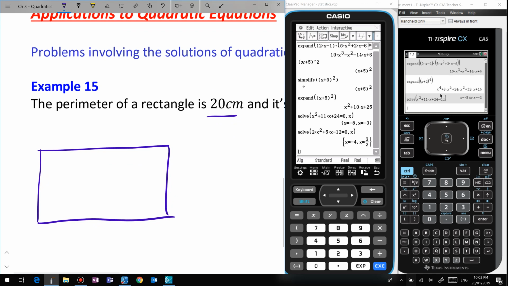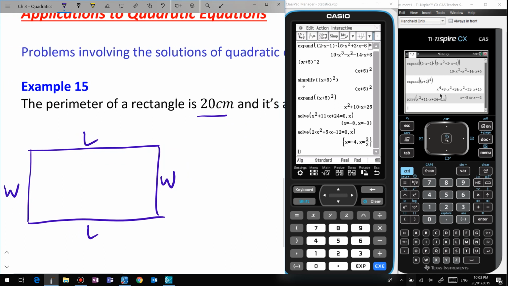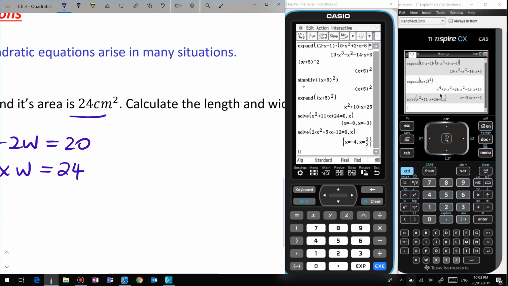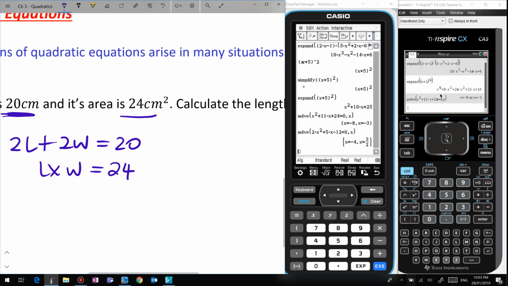Because it's a rectangle, we'll call two sides length, two sides width. Now its perimeter equals, no, 20. So the perimeter is 2L plus 2W, and that equals 20. So the lengths around the outside add up to 20. Whereas the area, L times W, is equal to 24, because it's length times width. So now we want to calculate the length and the width, and we've got to use these two equations.